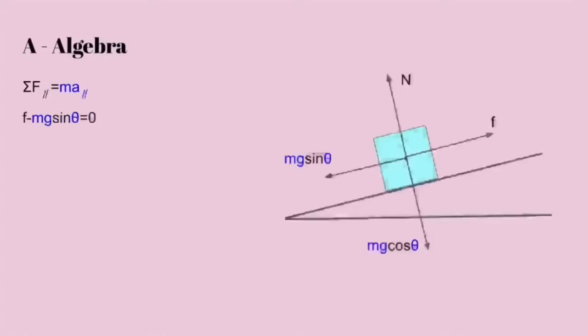Next, we plug in positive f, and because it's on the negative x-axis, negative mg sin theta on the left side of the ma_parallel equation. The ma cancels out to be 0 because the acceleration in the parallel direction is 0. So f equals mg sin theta.